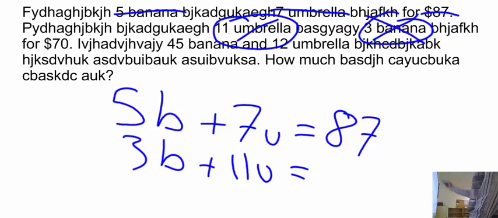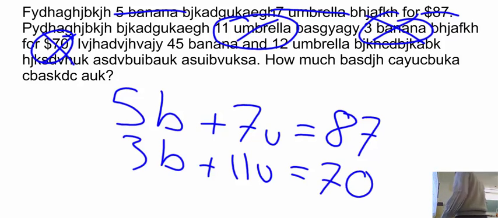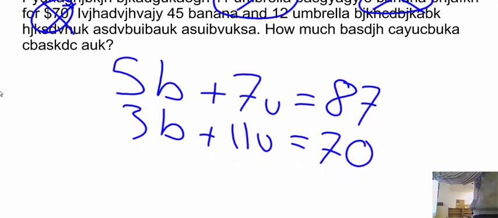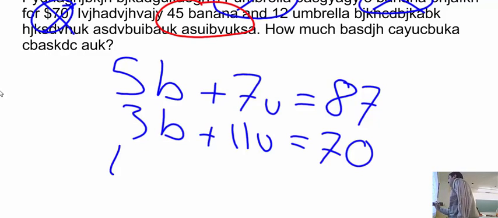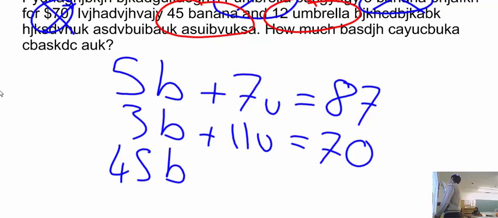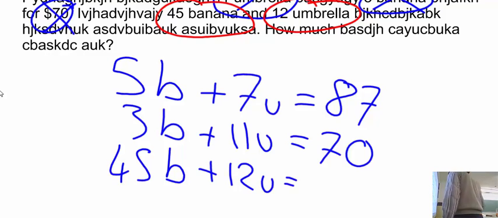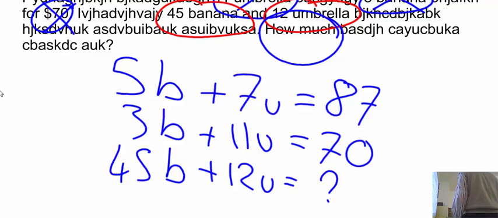Next is $70. $70. So I'm about to be finished here. 45 bananas and 12 umbrella. How much? So this is the money part. That's the question mark. That's the one I call Z.